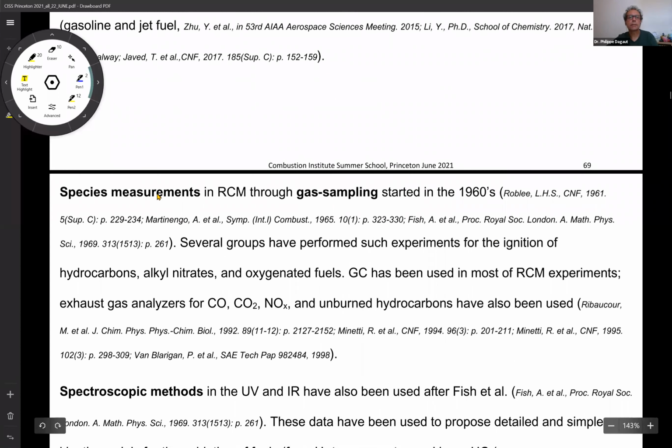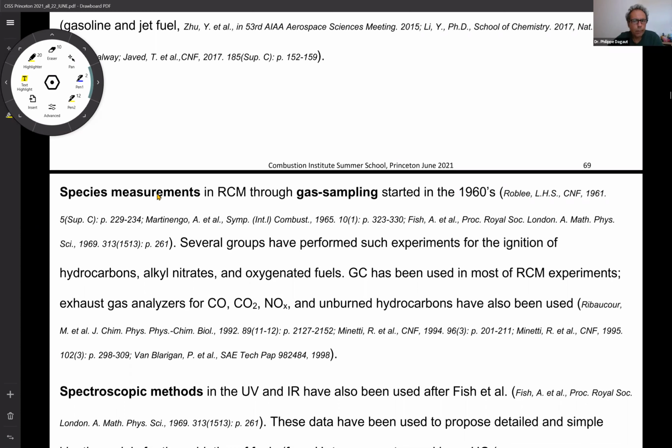Species measurements in rapid combustion machines are performed through gas sampling, and it started in the 60s. Several groups have performed such experiments for the ignition of hydrocarbons, alkyl nitrates, and oxygenated fuels. GC has been used extensively in most of these experiments, but they also used exhaust gas analyzers to probe the concentration of CO, CO2, NOx, and unburnt hydrocarbons.